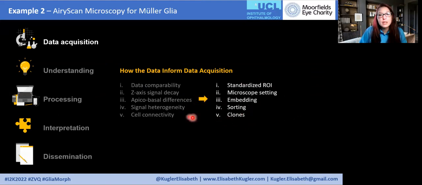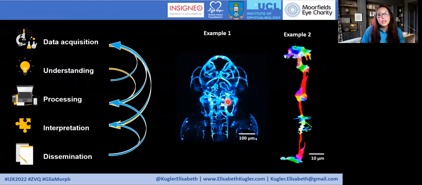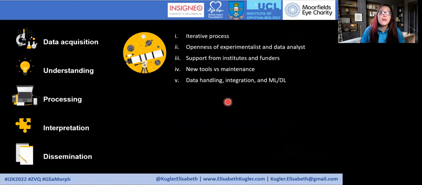Obviously, we're doing many more things, but I think it's a very nice example of showing you that it's not just data acquisition impacting your workflow, but also the workflow impacting your data acquisition. So it's really a bi-directional conversation that we need to have. To summarize, we need an iterative process of developing these workflows, and that needs to be open between experimentalists as well as data analysts. So it needs to be really a very open conversation.